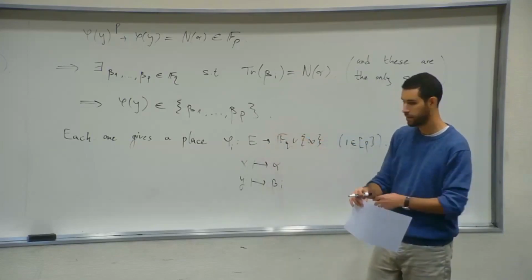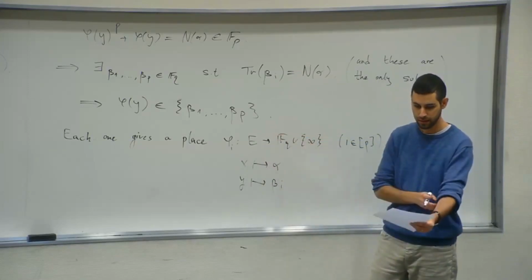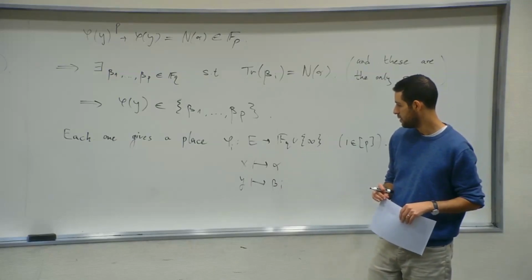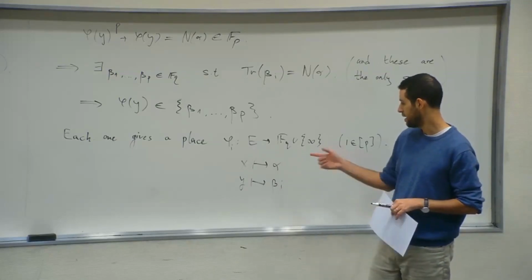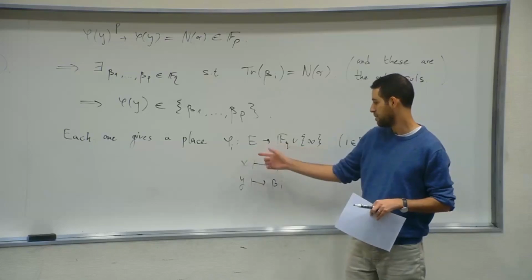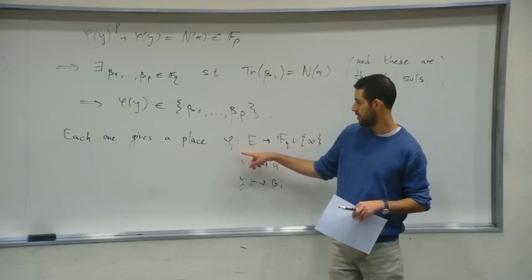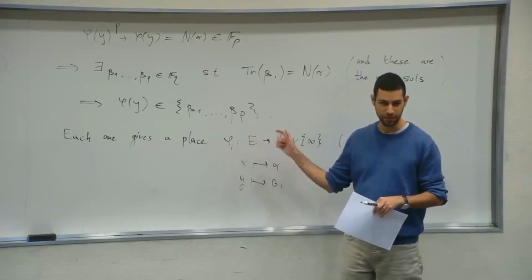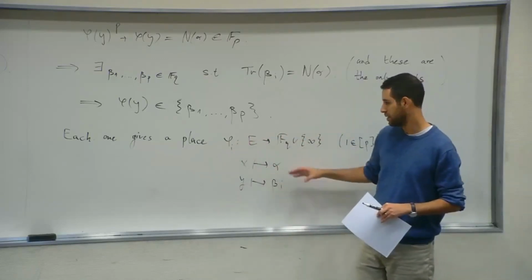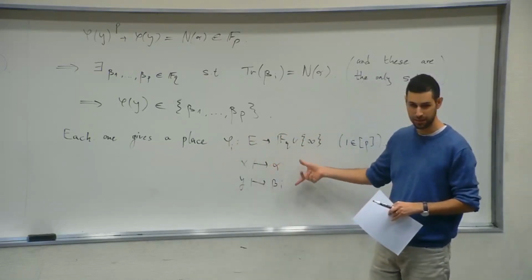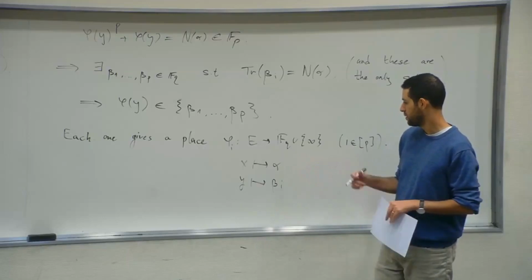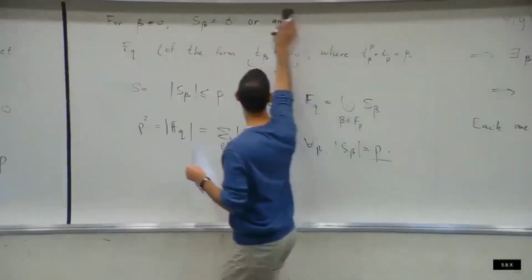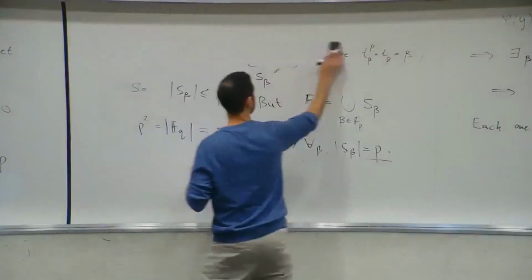The thing I need to check is that it's a place, and that's not trivial, and maybe that the phi of the product is the product of the phi's. But you can check, or believe me, that this is a valid place. So how many places in total do we get?